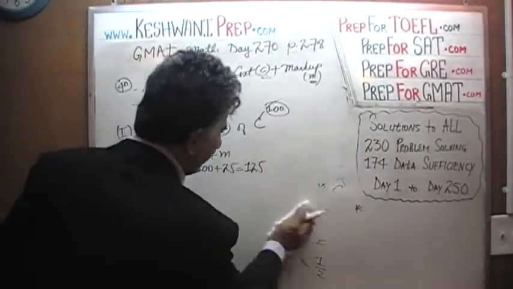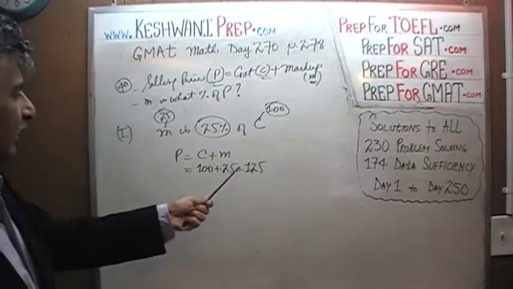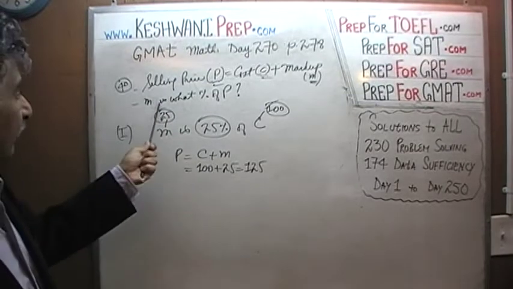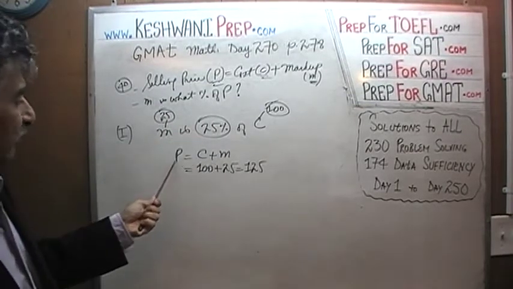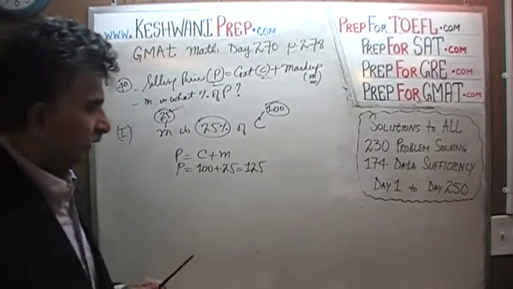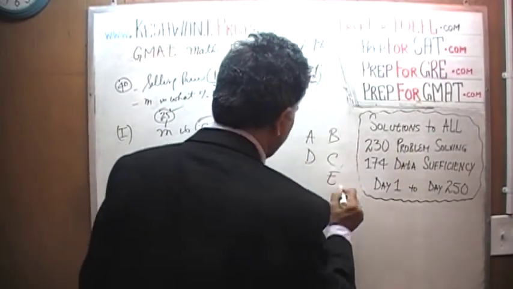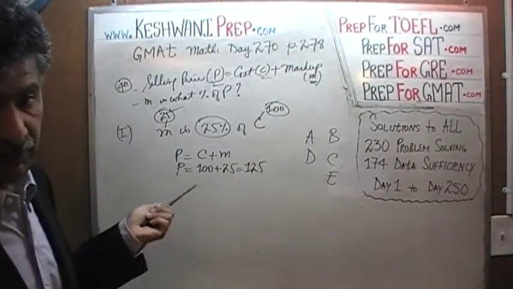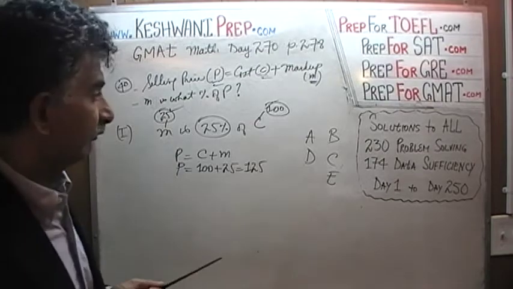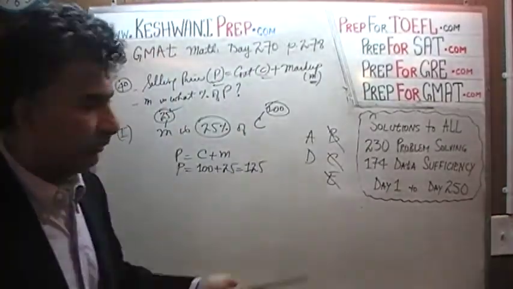It's a very straightforward question. Of course, once we know the price, the question is, markup is what percentage of P? If P is 125 and markup is 25, obviously we can figure out the percentage. And because we can figure out the percentage very easily, the first statement by itself is quite sufficient. We know the answer cannot be B, C, or E. It will have to be either A or D.